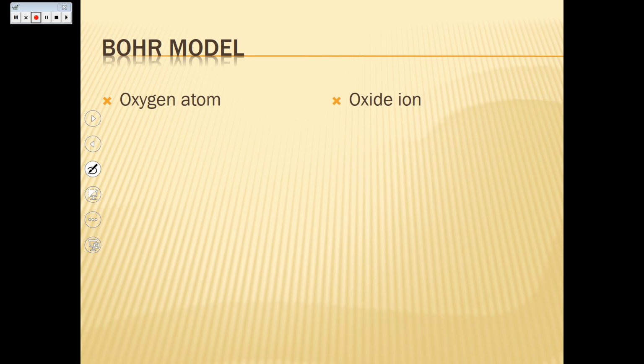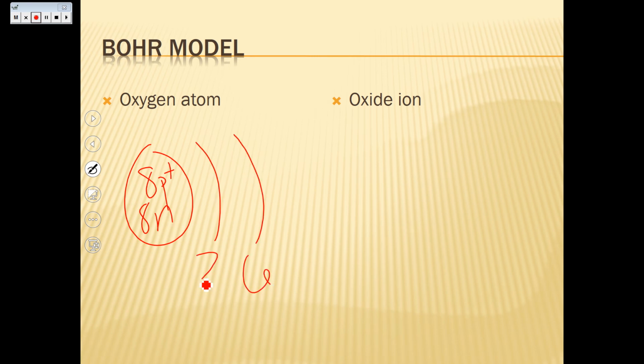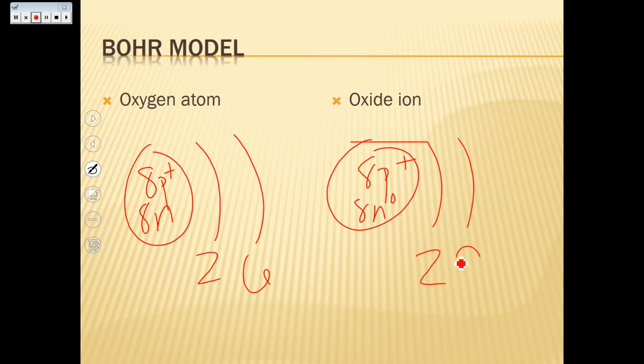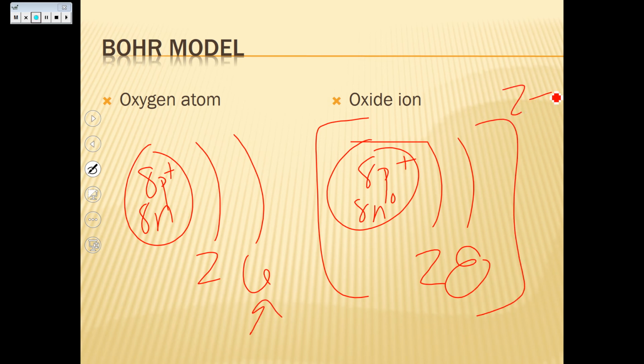Take a look at oxygen. Oxygen has a proton number of 8. It has 8 neutrons. It is in period 2, group 6. So its configuration for the neutral atom is 2, 6. For the ion, it is going to be 2 and 8. This shell right here picks up 2 electrons, and then we write it as 2 minus.